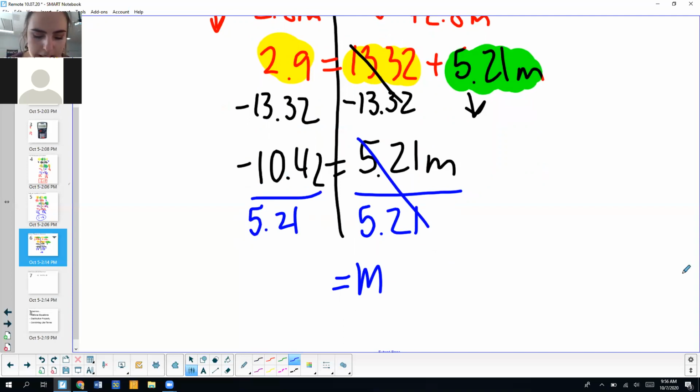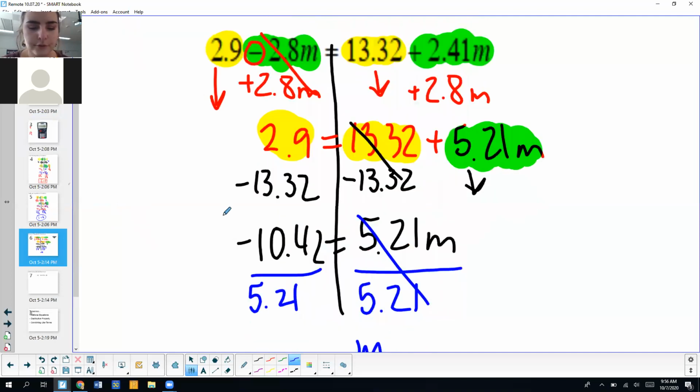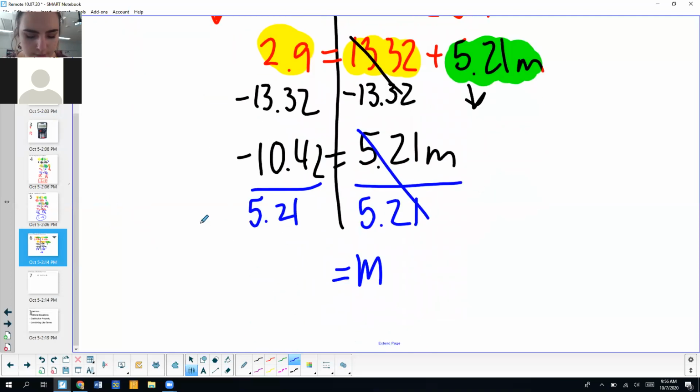So in your calculator, negative, and remember, if you don't know where that negative button is, it's right down here next to your decimal point. So enter that negative in before you enter your 10. So negative 10.42 divided by 5.21. And you guys should get negative 2.